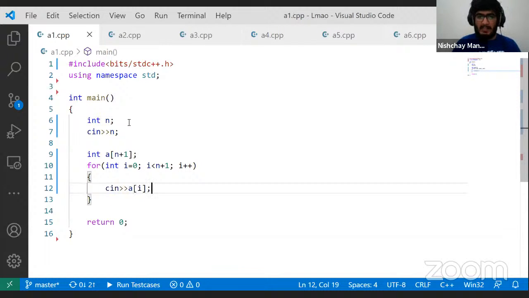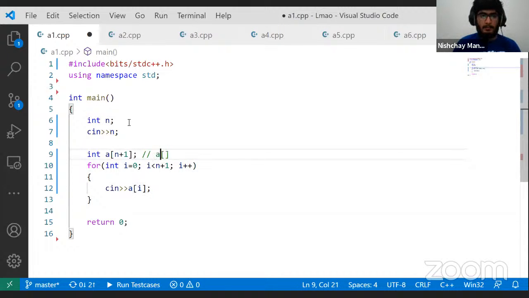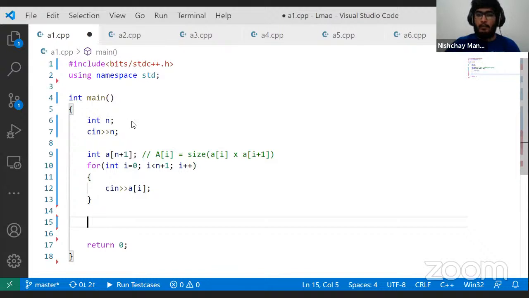And basically what this means is, let's say the ith matrix is of size AI into AI plus 1, right? The ith matrix is of size AI into AI plus 1. This is what this signifies, right? Let us go forward to how we implement that.